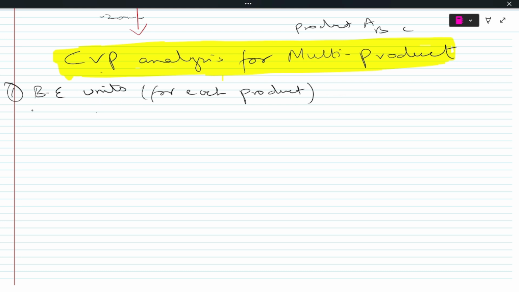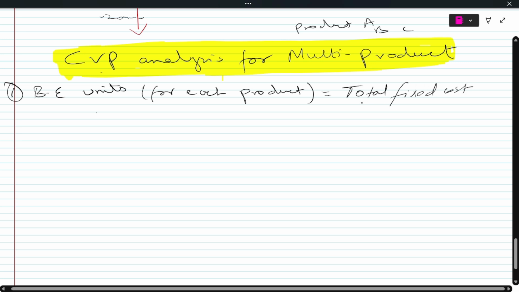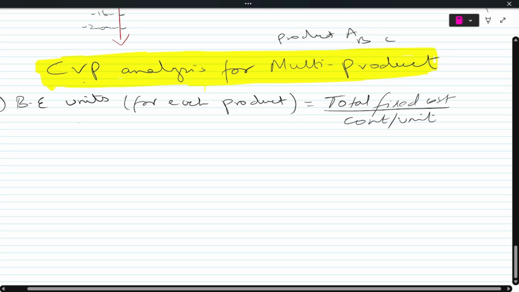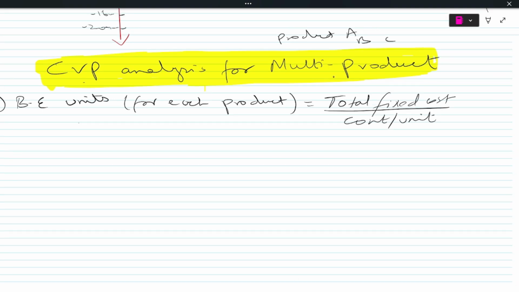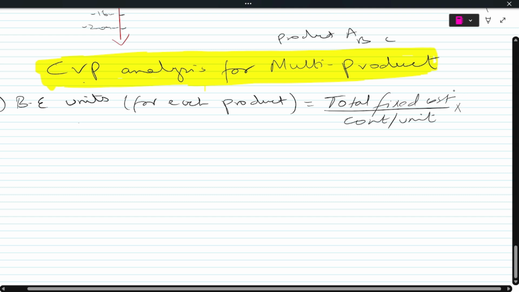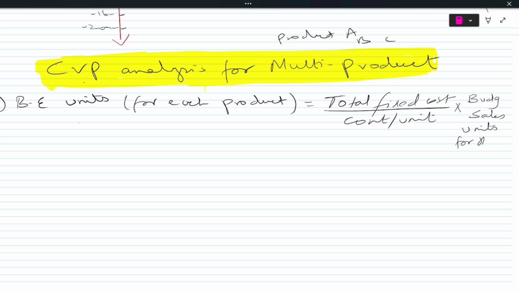So if I have to calculate break-even units for each product in this scenario, what will I do? How would the formulas change? What was the formula for single product? The formula was total fixed cost divided by contribution per unit. So far the formula is the same as what we have learned for the single product: total fixed cost divided by contribution per unit. But the only difference is that over here you are going to multiply it by the budgeted sales units for that period.